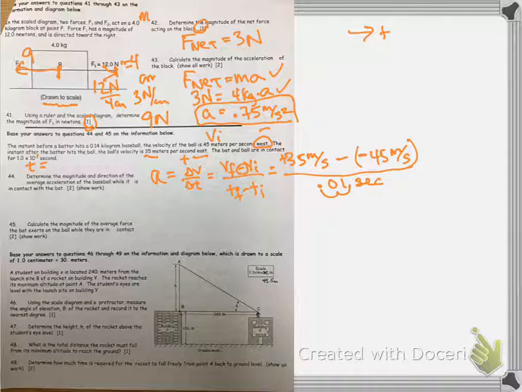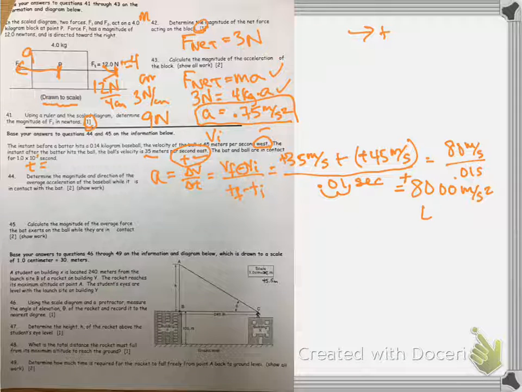1, 2. A negative minus a negative is the same as a positive, so I get 80 meters per second divided by 0.01 seconds, which is 8,000 meters per second squared, and it's a positive. The positive means, I think I showed it over here, that means east, so east. So the magnitude is 8,000 meters per second squared. The direction is east. And we can box those answers.